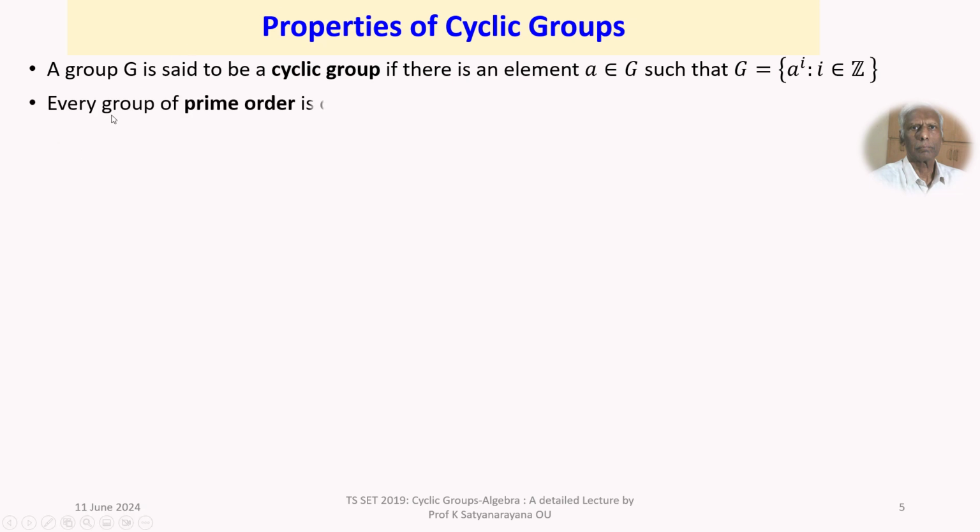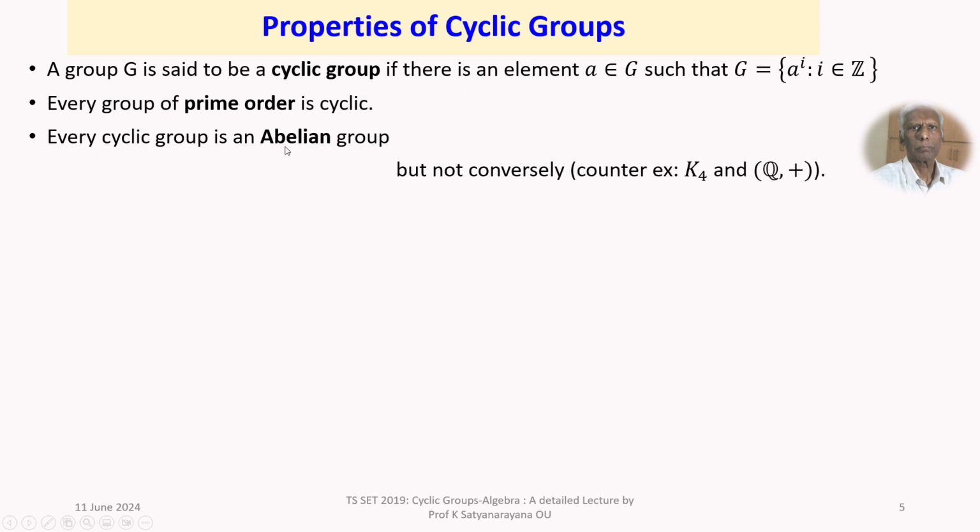The first property is, every group of prime order is cyclic. If the order of the group is a prime number, then it is cyclic. Every cyclic group is an abelian group, but not conversely. That means there are examples of abelian groups which are not cyclic. What are the counterexamples? K4, the Klein 4-group, is abelian, but it is not cyclic.